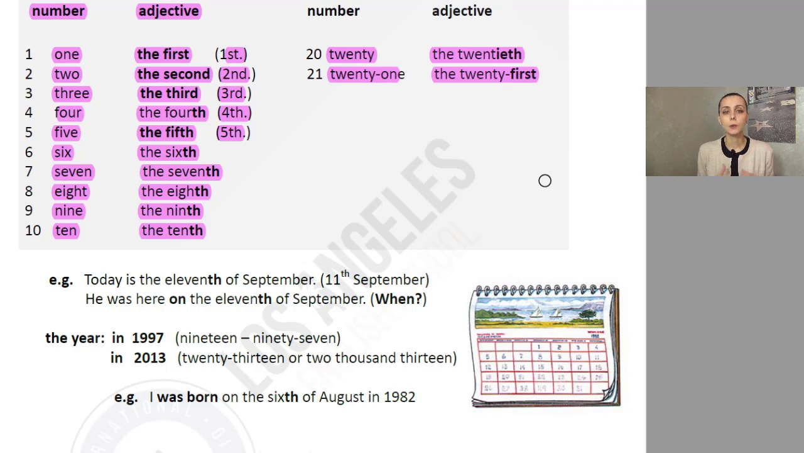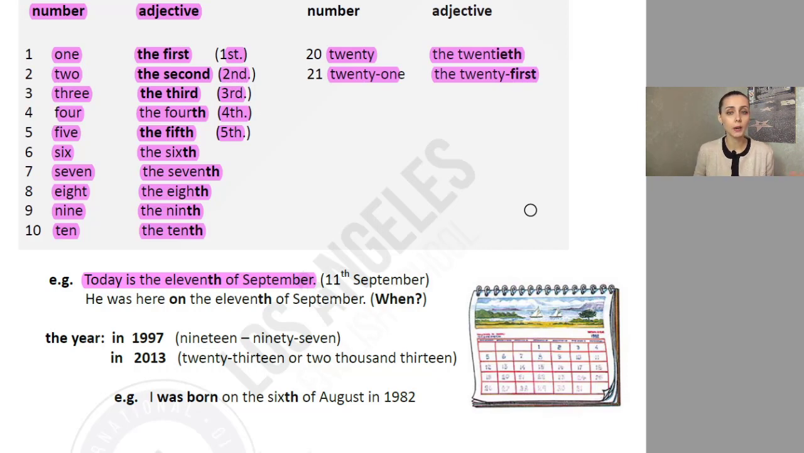Okay, so this is how you make ordinal numbers, and now let's take a look at how we can use ordinal numbers when we are talking about dates. In terms of the date, for example, you say, today is the 11th of September. This is the complete full version of how you can say the date.